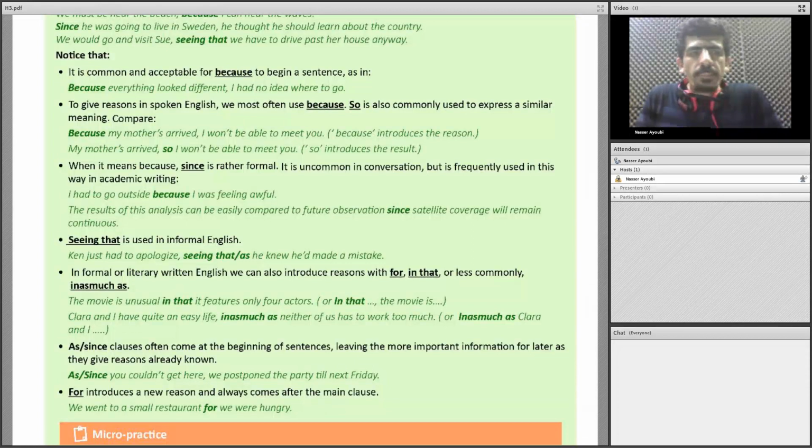Next point, to give reason in spoken English, we most often use because. So is also commonly used to express a similar meaning. Compare: Because my mother's arrived, I won't be able to meet you. Because introduces the reason. My mother's arrived, so I won't be able to meet you. So introduces the result. So cannot start a reason. It provides the result of a previous event.